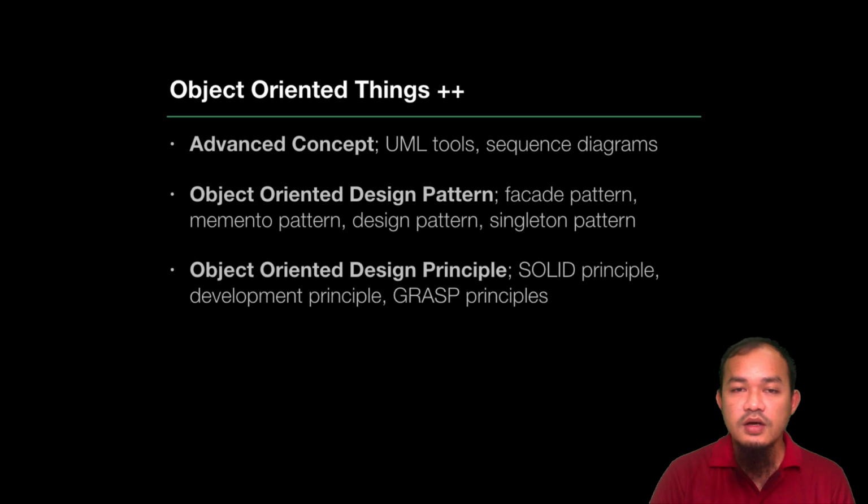We have advanced concepts of object-oriented such as UML 2 and sequence diagram. We have object-oriented design patterns and object-oriented design principles. There are many patterns that apply. If you look at any library, they apply a lot of patterns, especially design patterns, such as facade, memento, singleton, and repository design patterns, and so on. We have the principles of object-oriented design such as SOLID, GRASP, development principles, and so on. These are the principles that we use to drive object-oriented design.